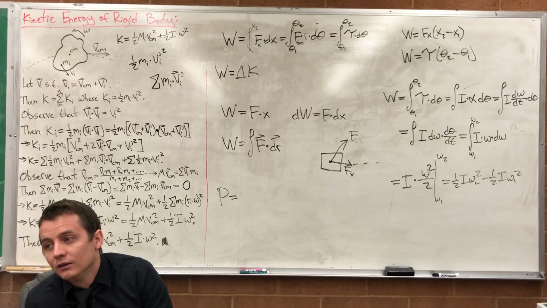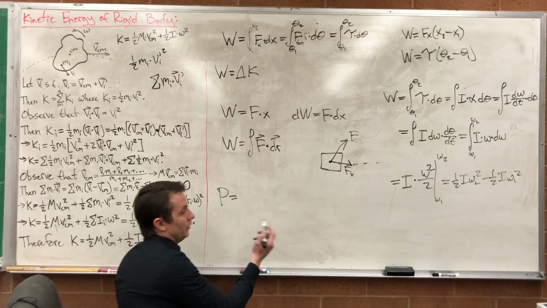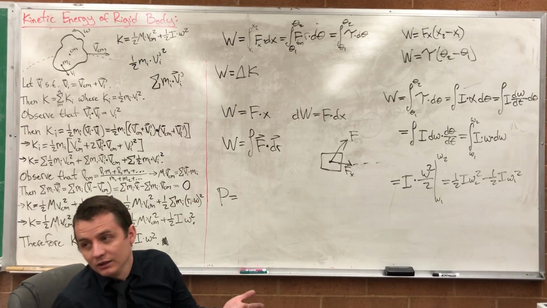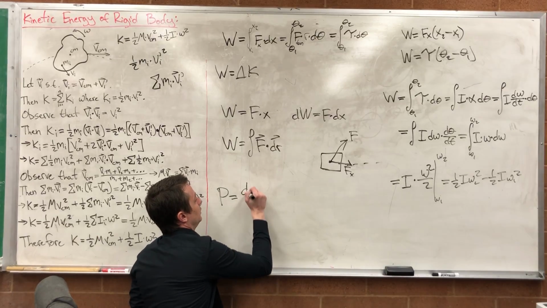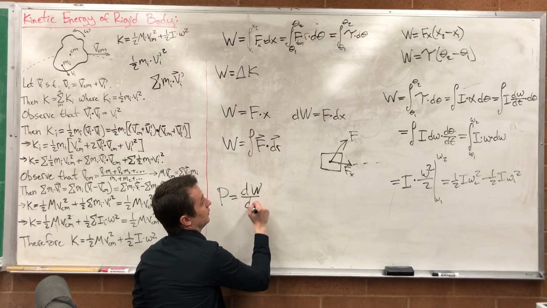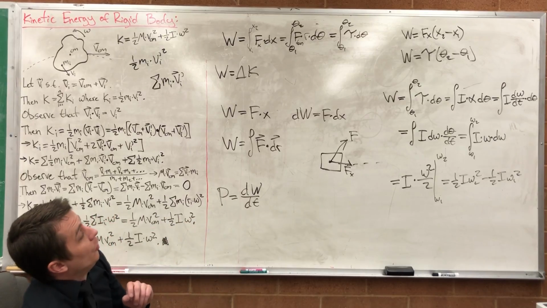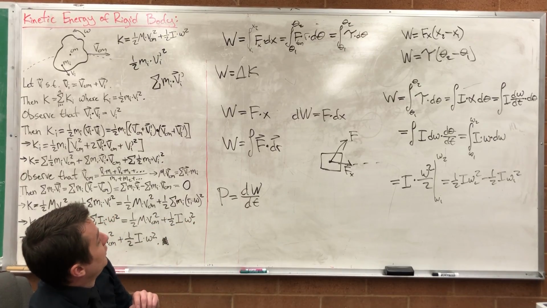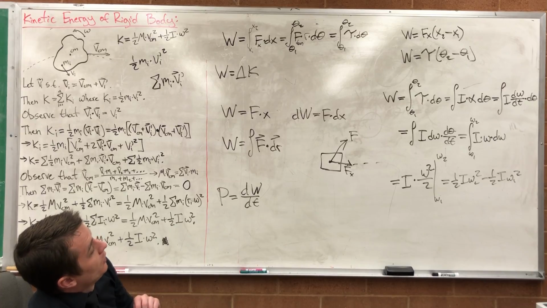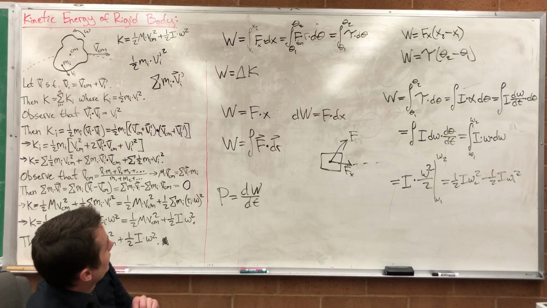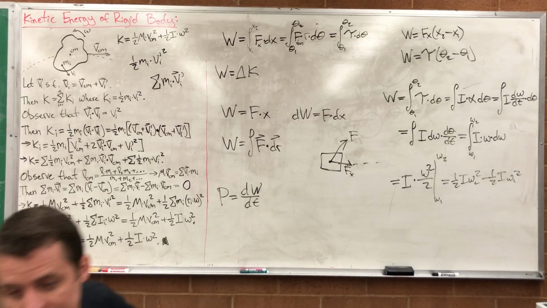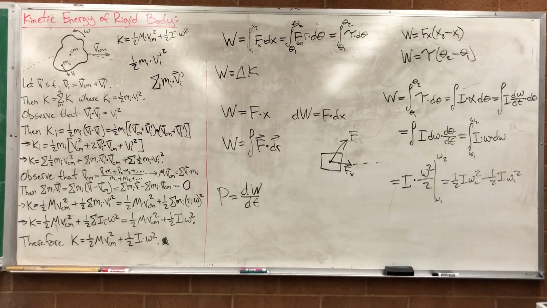How do you do the derivative of kinetic energy? Well, kinetic energy and work are the same thing, so the derivative of work with respect to time. And so, when I do the derivative of work with respect to time, where work is equal to that, I need a dt to show up. How do I get the dt to show up?